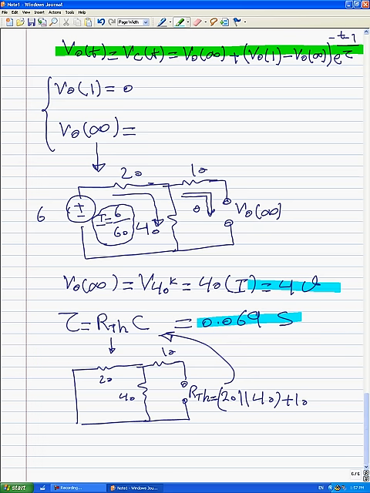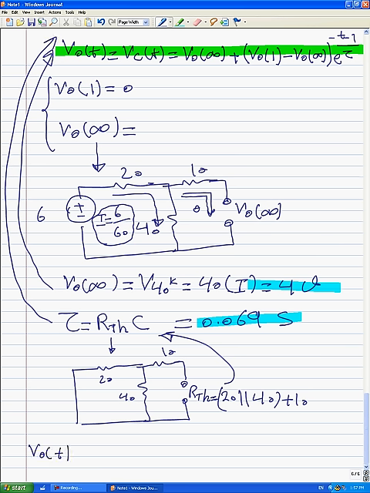And finally, we can find the final answers after applying the output at infinity and tau in this equation. We can find this equation for output voltage: 4 minus 3 times this part. This is the output voltage for t greater than or equal to 1.